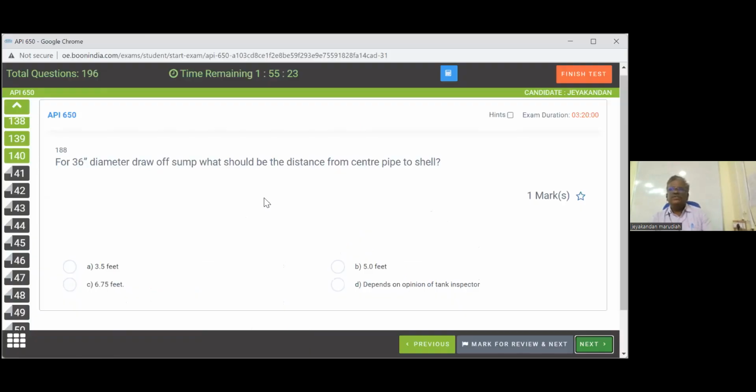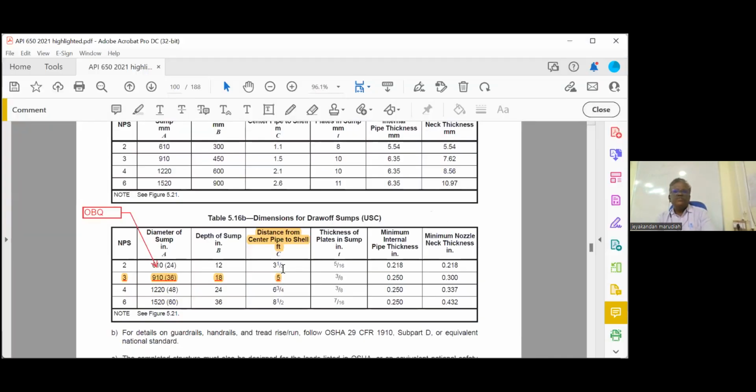What is the answer now? 5 feet. What is the dimension from center pipe to shell? For 36 inch, it is 5 feet. You can see here, the C dimension should be 5 feet. In feet, 5 feet.